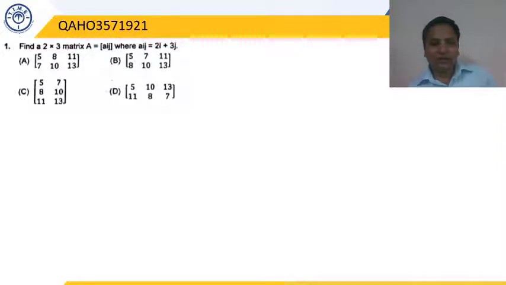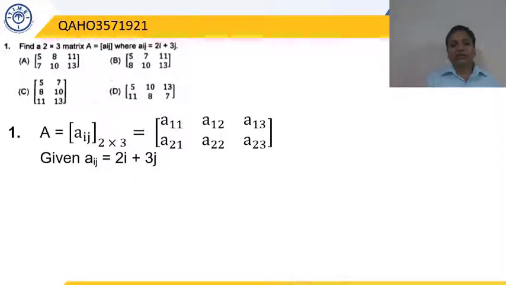Let's start. It says Aij is a 2 by 3 matrix. C cannot be our choice. For A11, the element i is 1, j is 1. For A12, i is 1, j is 2. For A13, i is 1, j is 3, and so on. Given Aij is equal to 2i plus 3j, we have to find this.